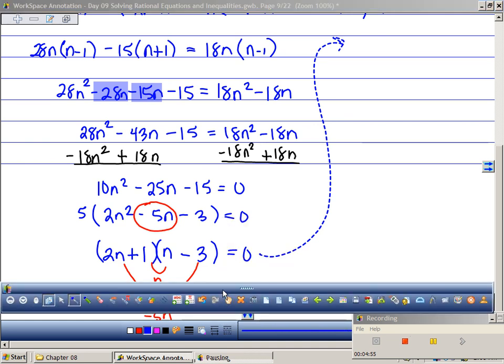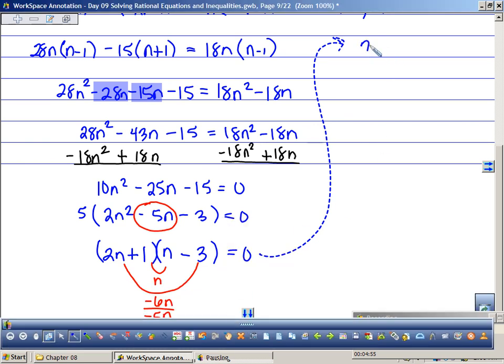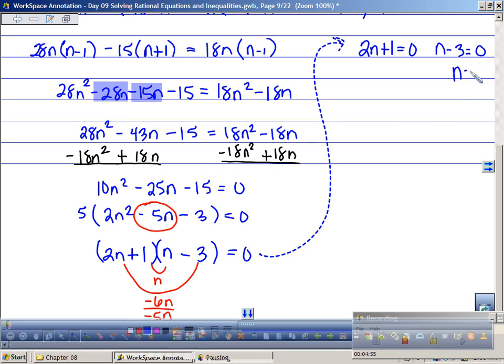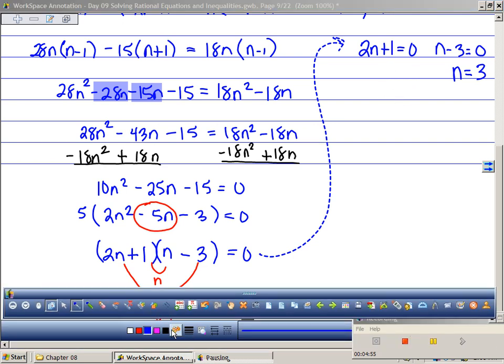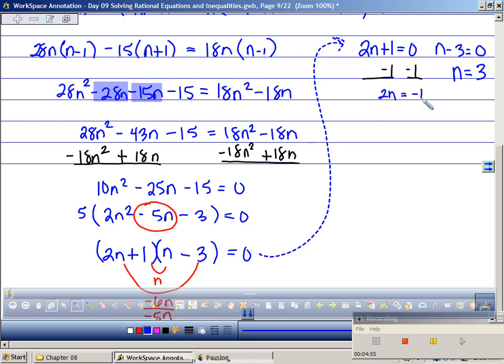No, not yet. These are going to be on the homework a lot. 2n plus 1 equals 0 and n minus 3 equals 0. So n equals 3. Subtract. The one you guys are going to do isn't as hard as this. Okay? 2n equals negative 1, or n equals negative 1 half. Those are my two solutions. What do I need to do with them?